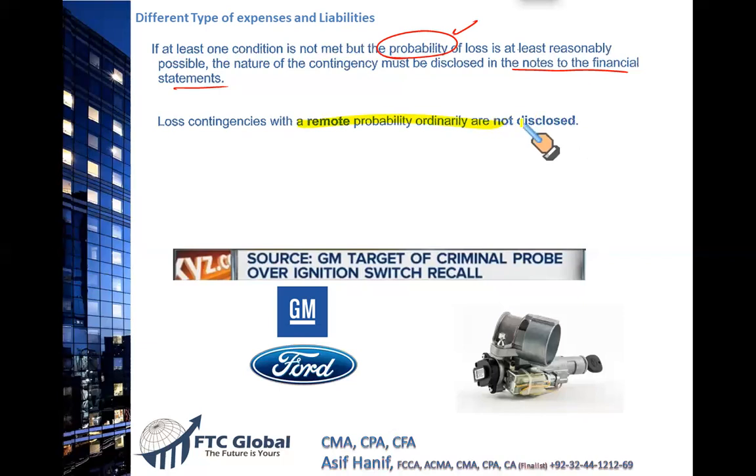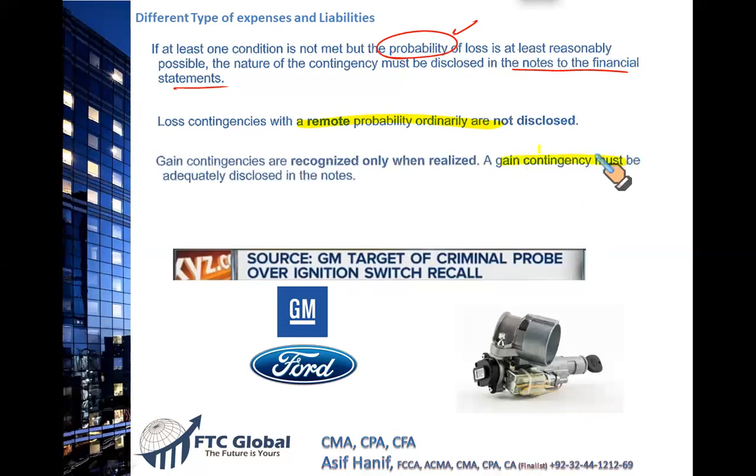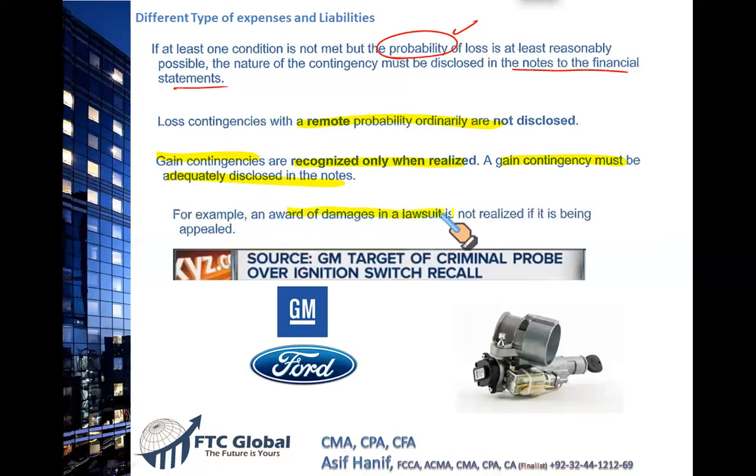Now, if you look at it from the side of the injured party, Amir, he will disclose it in the notes, but he cannot recognize it as income unless he actually receives cash. Let's say if Amir wins the case in the first court, maybe the civil court, then I can appeal against the decision in the high court. Even if Amir wins in the high court, I can still file an appeal in the Supreme Court. So that is the point to be noted here. An award of damages in a lawsuit, unless it is realized, you cannot consider as income.